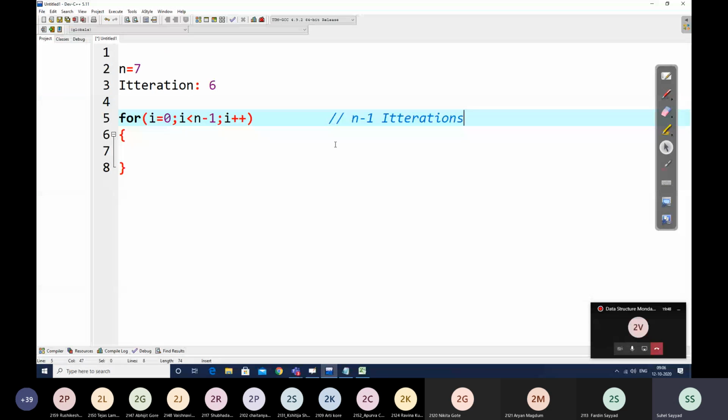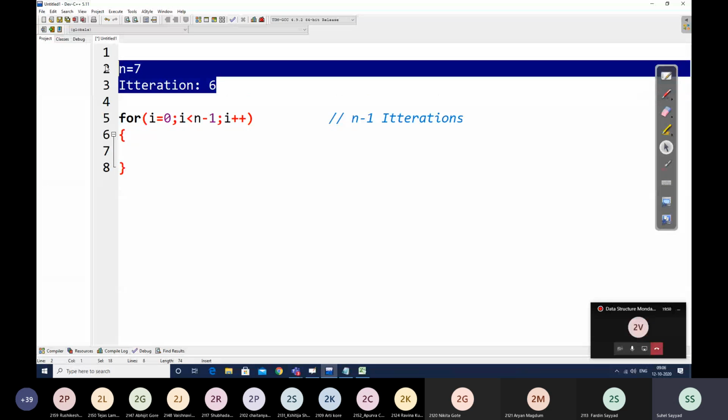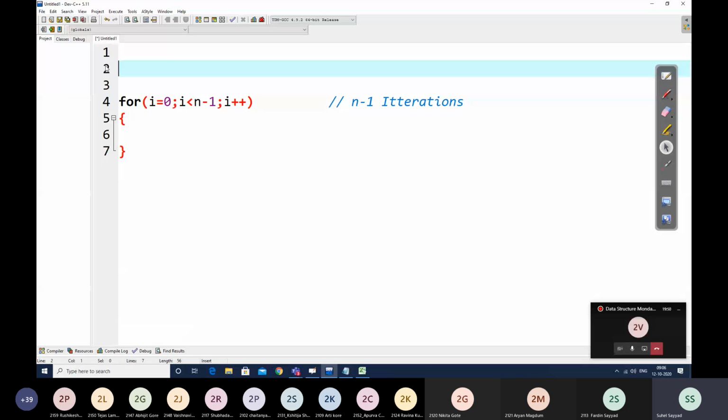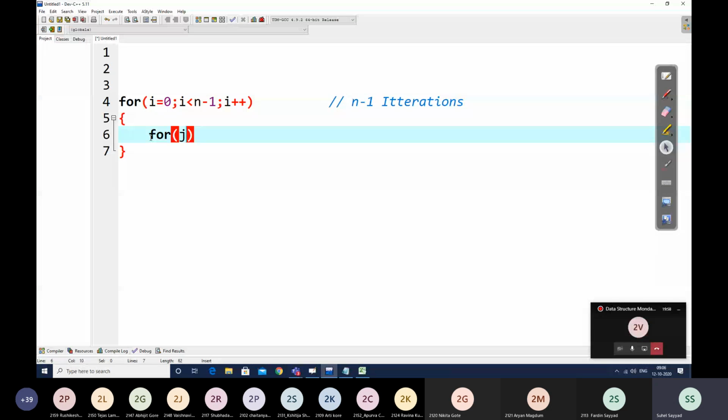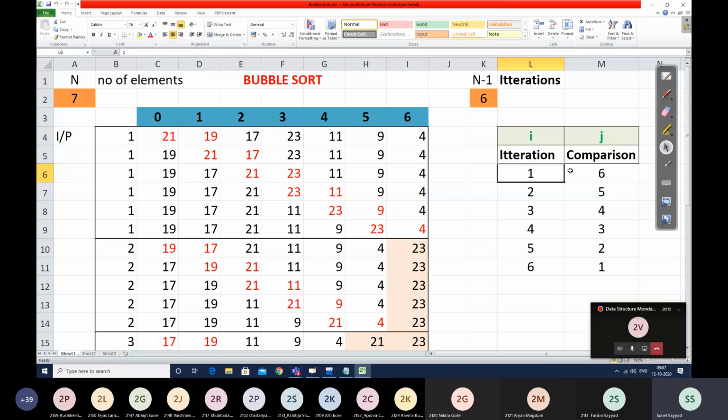Now in each iteration, as I told you, there are some comparisons, for which we are writing the loop of j. Initially, if you observe in the Excel sheet, how many comparisons are there in the first iteration? 6 comparisons. Like we have 6 iterations, we also have 6 comparisons in the first iteration.